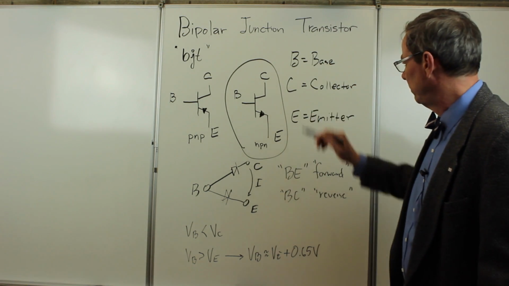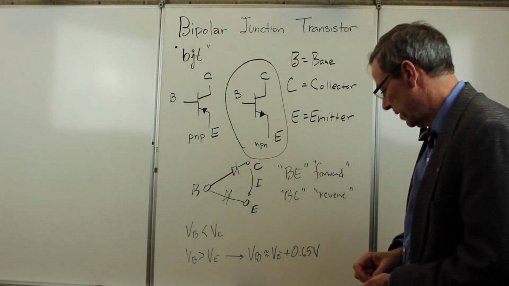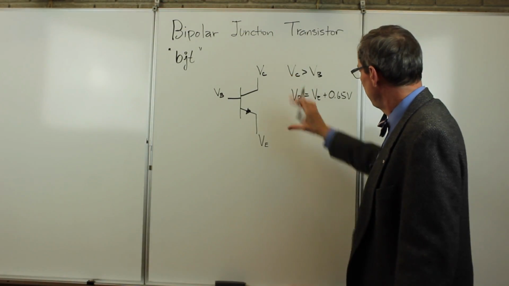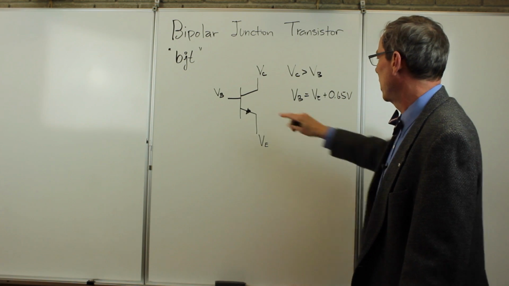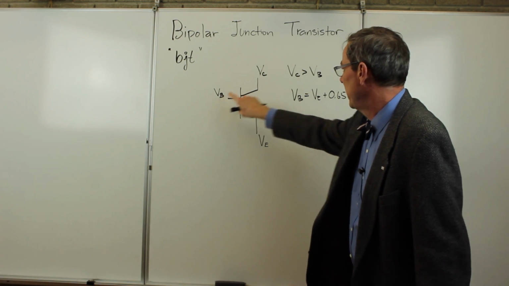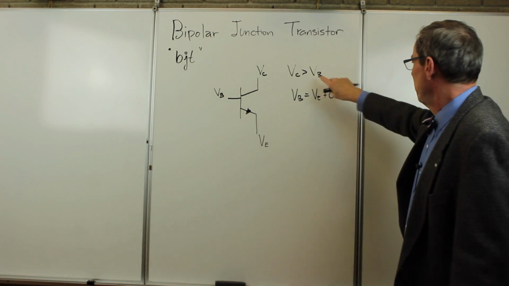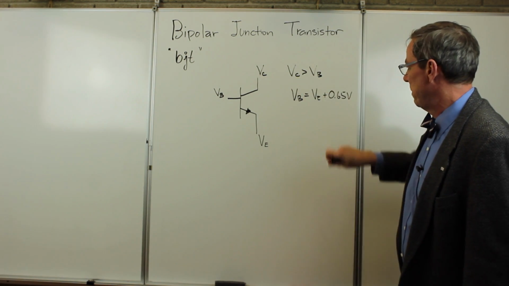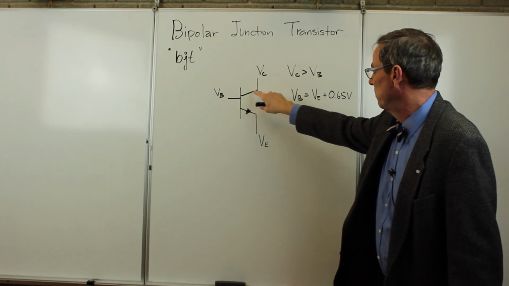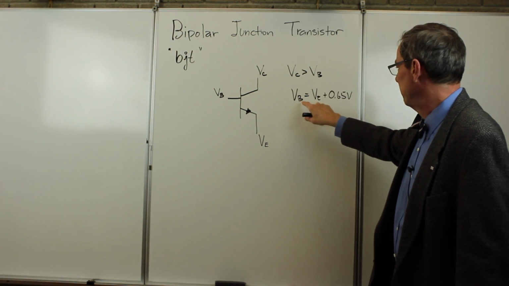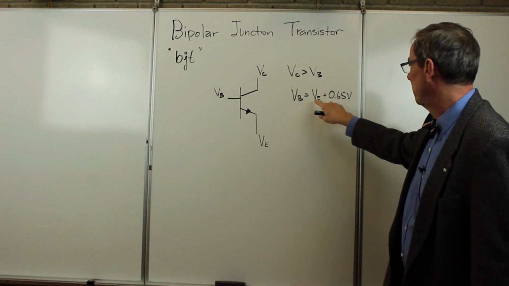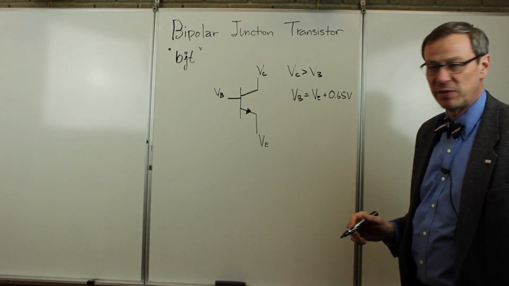So let's look a little more carefully at this here, okay? So we have the NPN transistor. We can now talk about biasing DC voltages, a base voltage, a collector voltage, and an emitter voltage. And these, we said, the collector voltage has to be bigger than the base voltage to reverse bias that, and we forward bias this, and so the base voltage is the emitter voltage plus 0.65 volts.